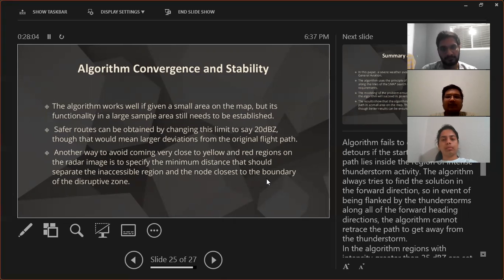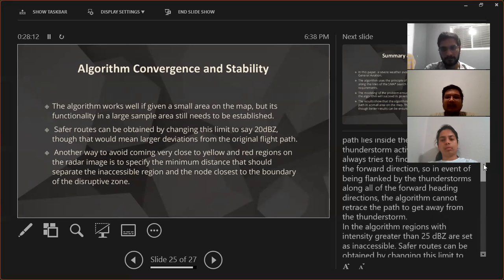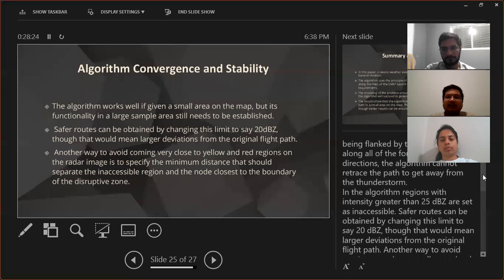The algorithm fails to compute safe detours if the starting point of the path lies inside the region of intense thunderstorm activity. The algorithm always tries to find the solution in the forward direction. So in the event of being flanked by thunderstorms along all of the forward heading directions, the algorithm cannot retrace a path to get back away from the thunderstorm.